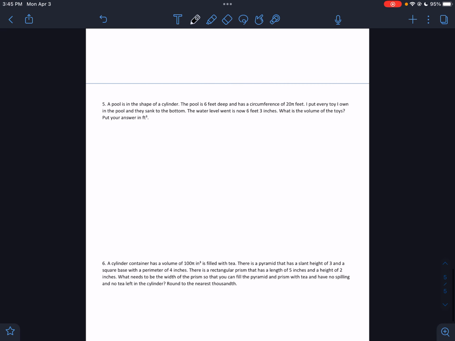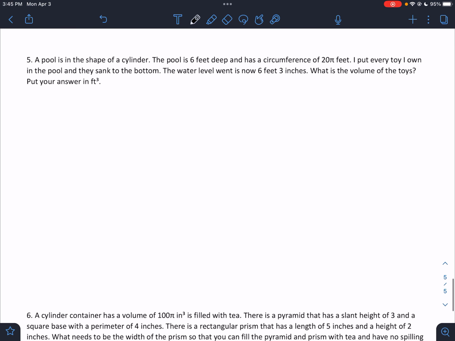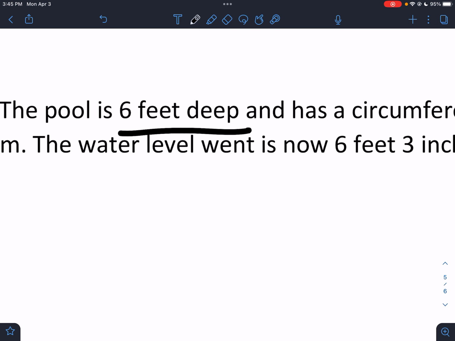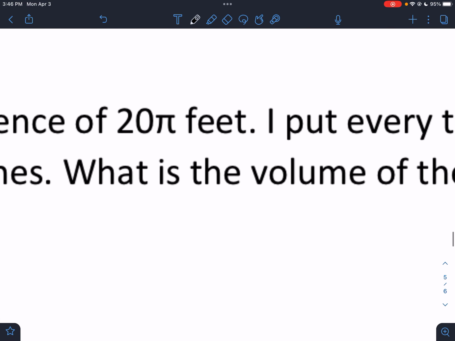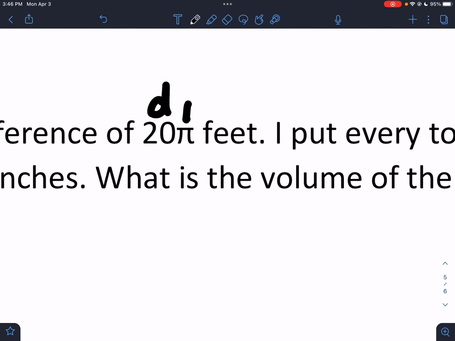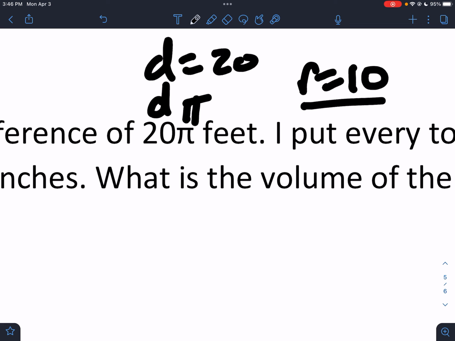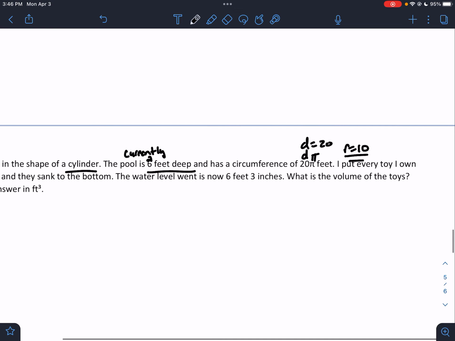Moving on. We got a couple word problems and then we're going to be done with this lesson. A pool is in the shape of a cylinder. The pool is 6 feet deep. Oh, I should have said the pool is currently 6 feet deep, as in the water level is currently 6 feet. I worded that poorly. The circumference is 20 pi. This is the diameter times pi, so the diameter is 20, so the radius is 10. You need to know that quick every time.